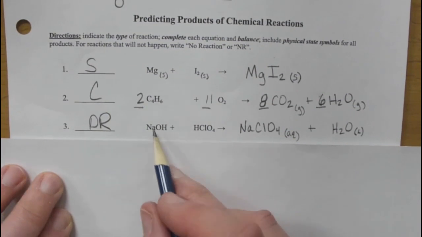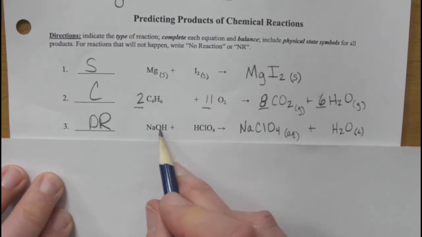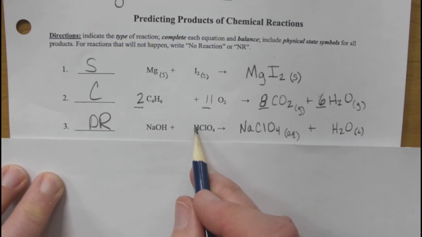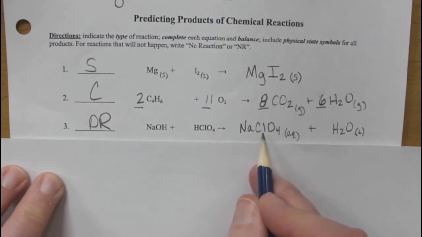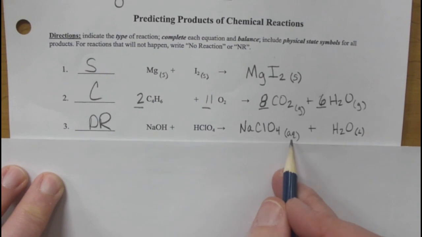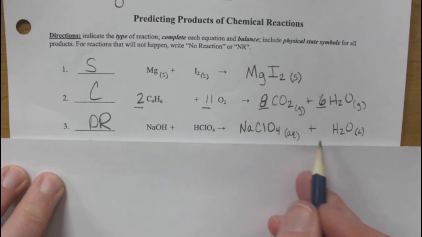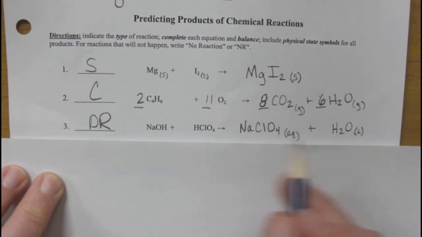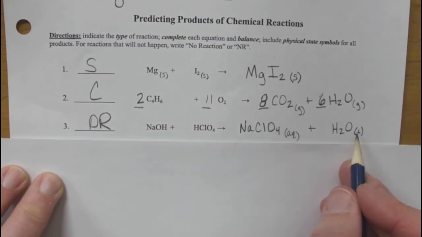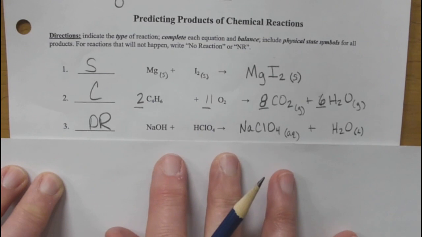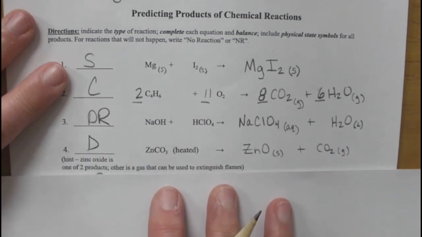Number 3, it's going to be double replacement because we have two compounds here. So the sodium and the hydrogen are going to switch places. So now we have sodium perchlorate. And when I look that up on my solubility table, that is aqueous. And then we're also going to make water because we have H go with OH, and that's going to be a liquid. And it is already balanced.